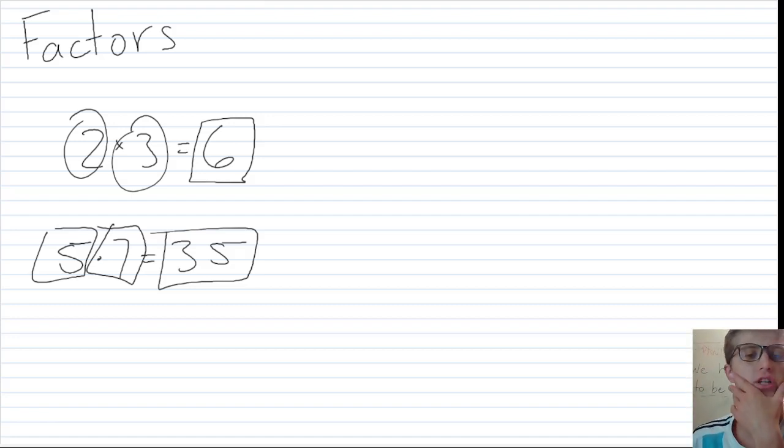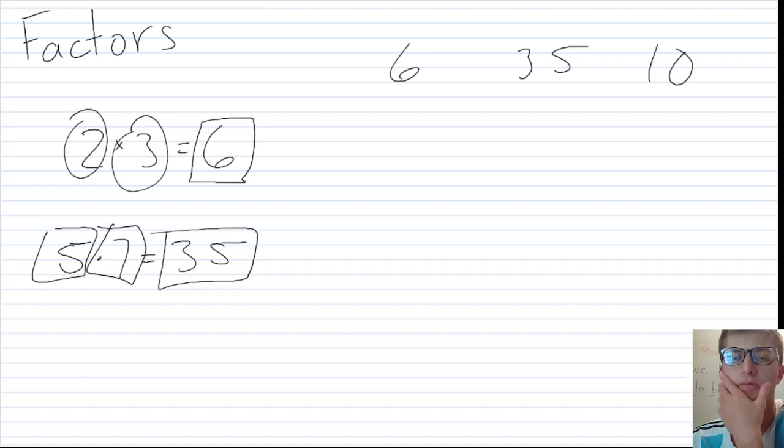Okay, so factors are just any two numbers multiplied together, and normally when we say factors, we mean whole integer numbers, meaning there's no decimals, there's no fractions. Technically, factors can be fractions and decimals too, but for our purposes, we're just going to think of them as whole integer numbers. Now, not all integer numbers are the same. There are numbers like 6 and 35 and 10. All these numbers, you can get two numbers to multiply together.